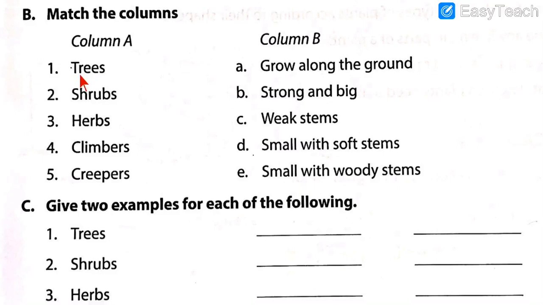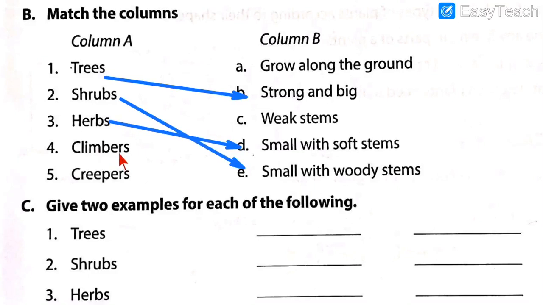So let us match trees. Trees are strong and big. So we'll match trees with strong and big. Then second one is shrubs. How are shrubs? Shrubs are small and they have woody stems. So small with woody stems, they are shrubs. Number 3, herbs. How are herbs? Herbs are small but they have soft stems. They are small in size but their stems are soft. So herbs, small with soft stems.